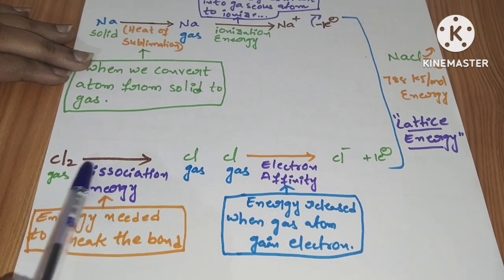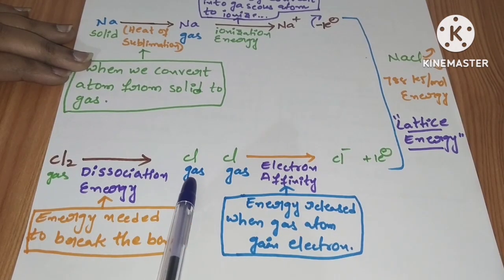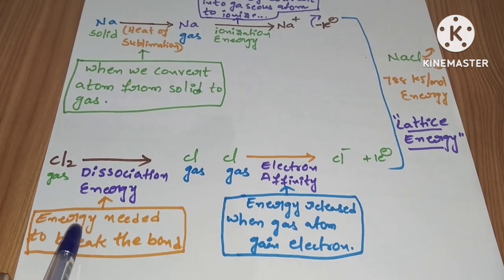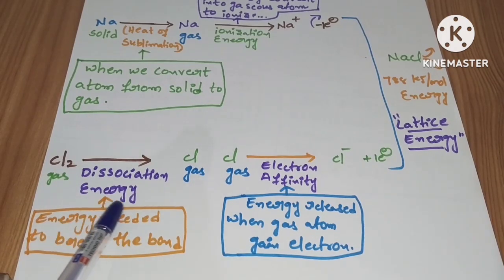Similarly, chlorine contains two atoms. We will separate the two atoms of chlorine. Here, remember that the energy needed to break the bond of the chlorine molecule is called dissociation energy.